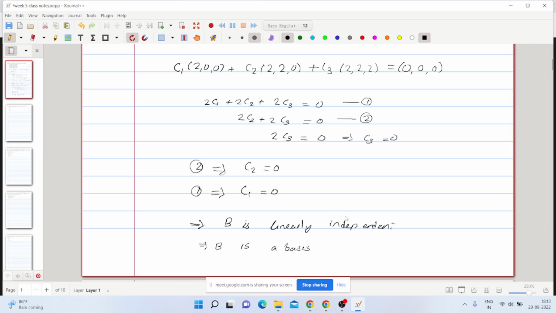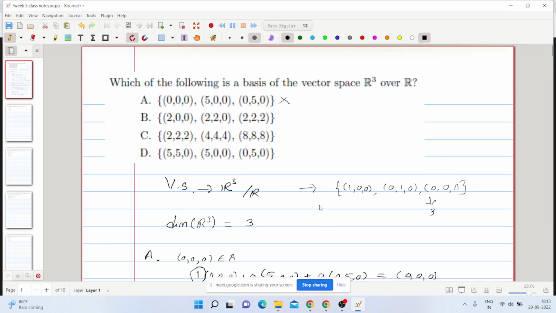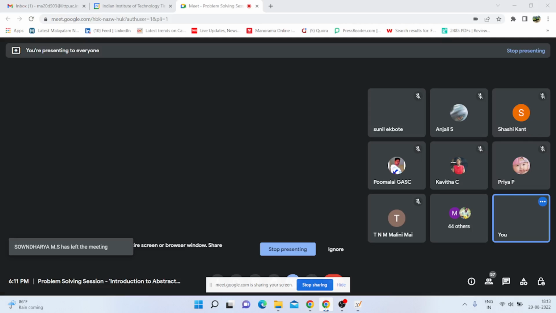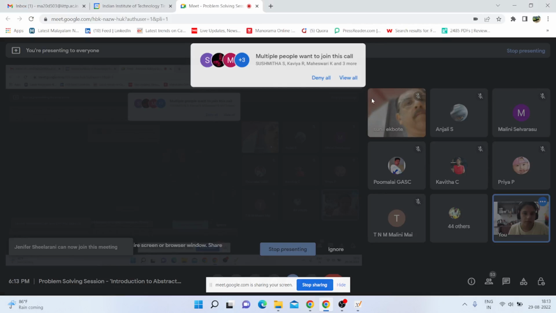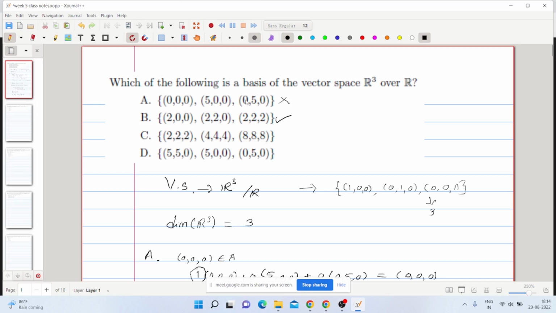Because we got a linearly independent set which contains 3 elements, the dimension cannot be greater than 3, of course, because it is R3. So B is our basis. Is this clear? Is the second option clear for everyone? Yes, ma'am. Otherwise, you can also take any arbitrary element in R3 and check whether it can be written as a linear combination of these 3 elements. That is also a simple exercise. You can just do that if you want.